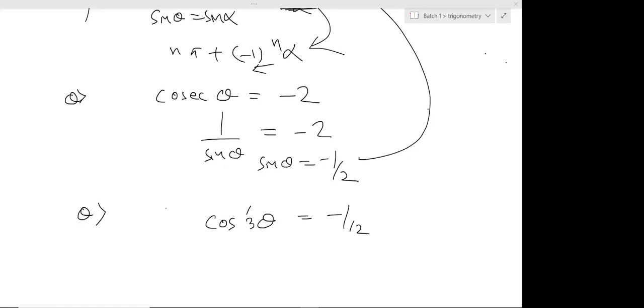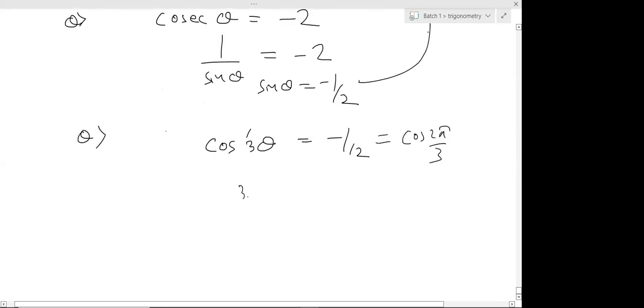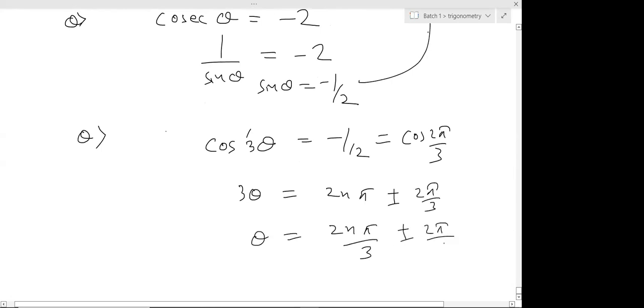Like this, we can write pi minus pi by 3, 2 pi by 3. So cos 2 pi by 3. And the general solution for that will be 3 theta equals to 2n pi plus minus 2 pi by 3. So dividing by 3, we get theta is equal to 2n pi by 3 plus minus 2 pi by 9. All right? Yes, sir.